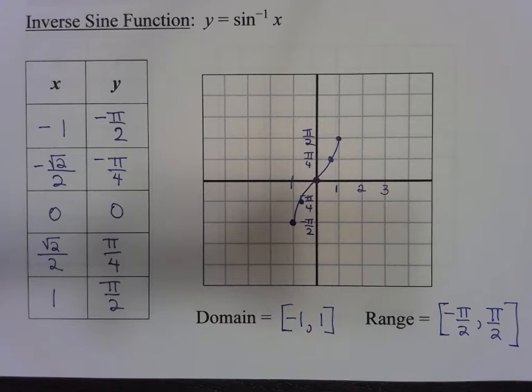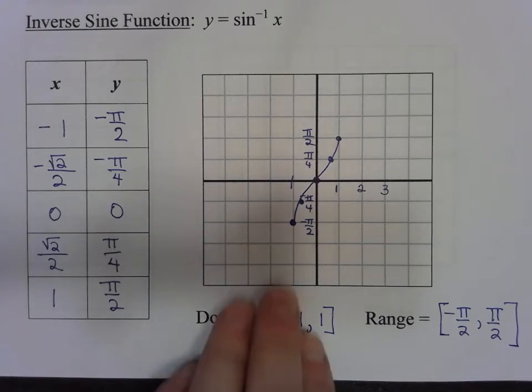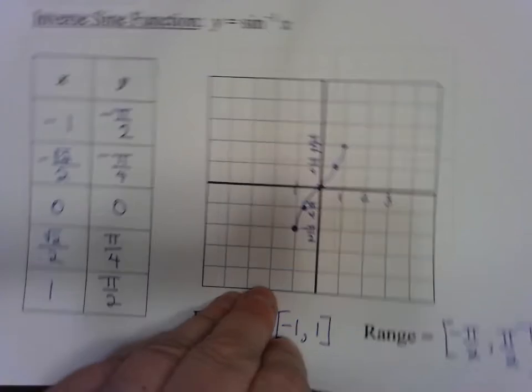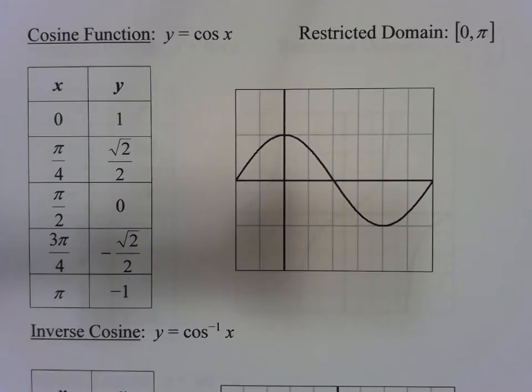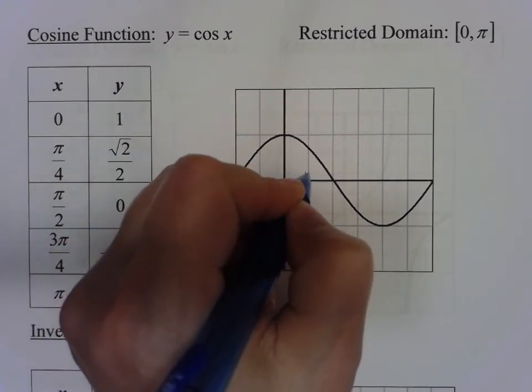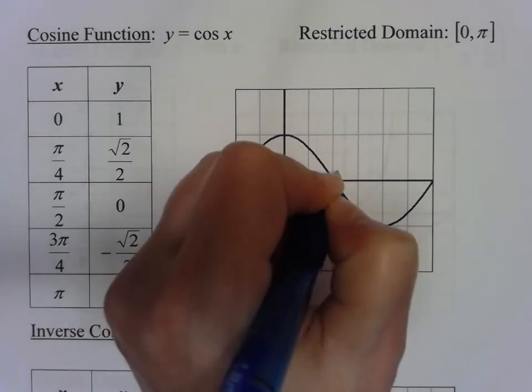Okay, so I thought we would do that for sine, cosine, and tangent so that you could see where all three of these graphs come from. So let's do the cosine next. Here's the traditional graph of the cosine. Again, we are counting by pi over 4 each time.